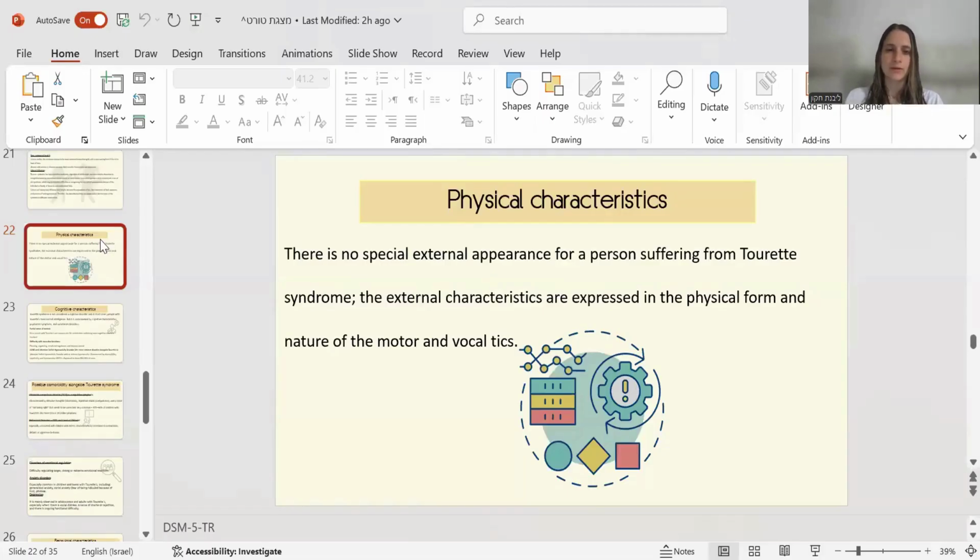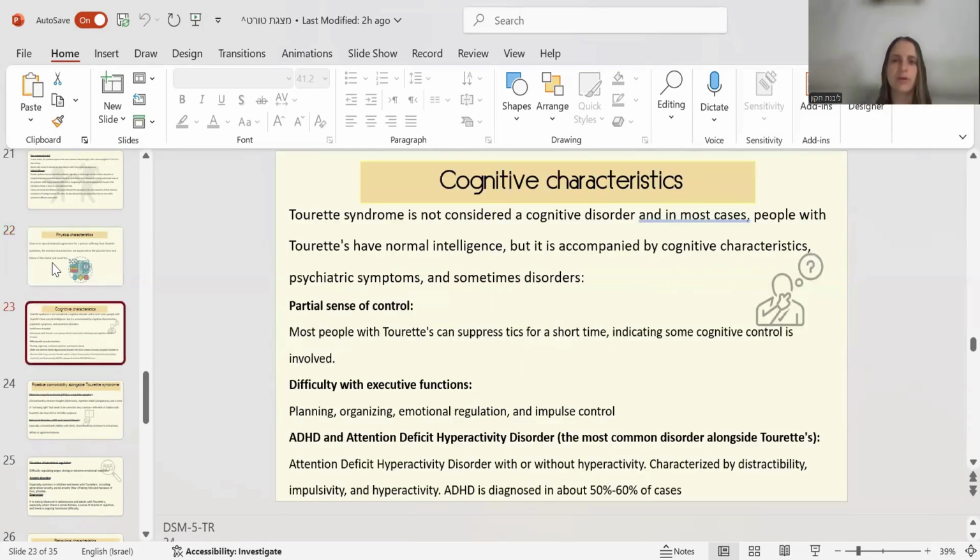Physical characteristics. There is no special external appearance for a person suffering from Tourette syndrome. The external characteristics are expressed in the physical form and nature of the motor and vocal tics. Cognitive characteristics. Tourette syndrome is not considered a cognitive disorder, and in most cases, people with Tourette's have normal intelligence, but it is accompanied by cognitive characteristics, psychiatric symptoms, and sometimes disorders, partial sense of control.